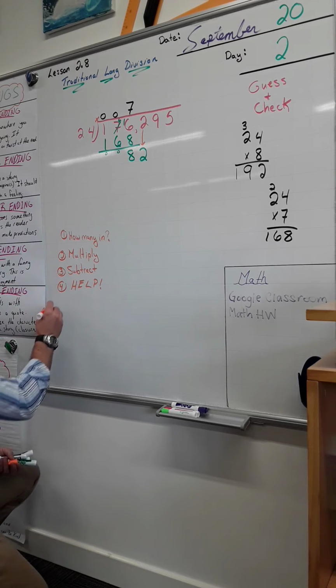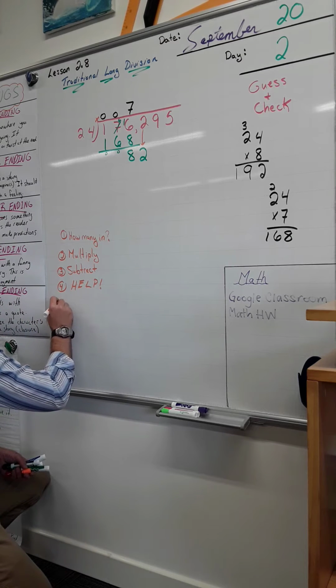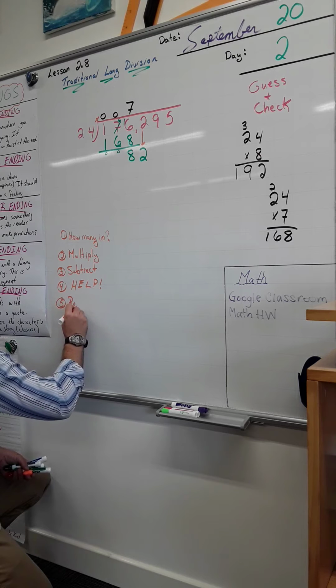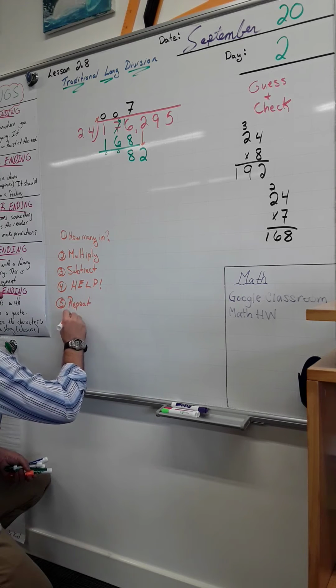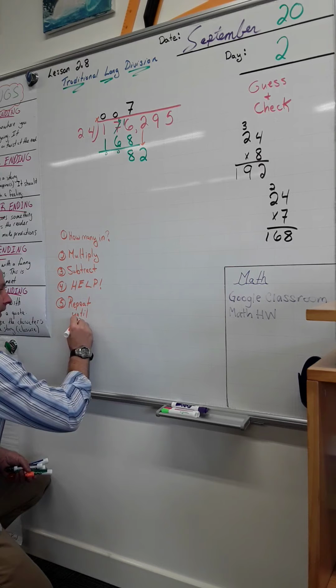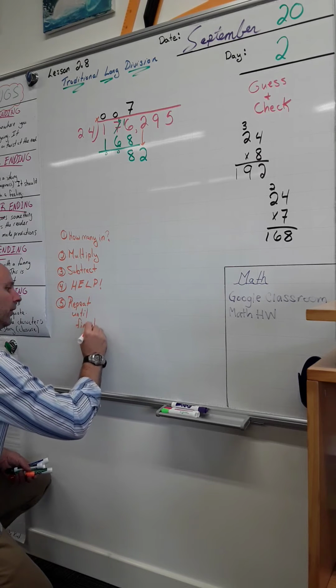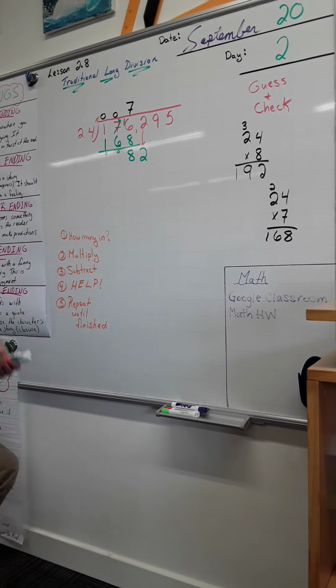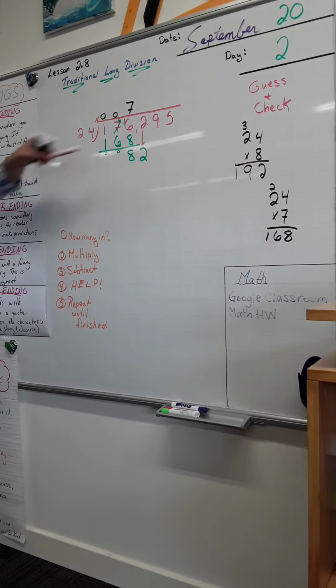And then step 5 is the finale. Repeat until finished. Or until you're out of numbers you're working with, or until you get your remainder. So I did how many in? I multiplied them and got 168. I subtracted and was left with 8. I brought down a number for help, that 2, and it becomes 82. And then I repeat until finished. In other words, I'm going to go back to step 1 here.